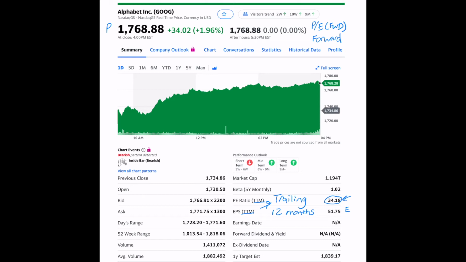So looking at Alphabet, we see that their price earnings ratio, looking at the trailing 12 months, is about 34. Is that good? Is 34x, 34 times the earnings, a good value for the stock? Well, the best way to understand that is to look at an example.